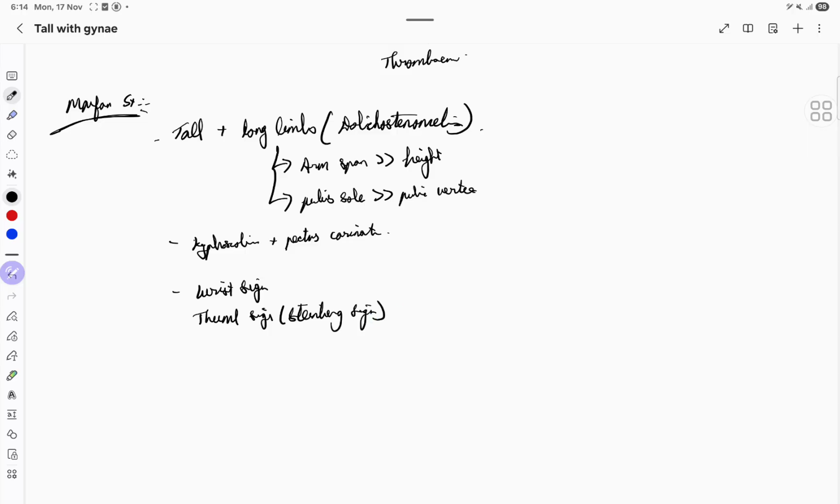So the wrist sign is, you wrap the other hand of the patient with your hand, with the thumb and little finger. If the little finger overlaps with the thumb, then the wrist sign is positive. The thumb sign is, ask the patient to make a fist with the thumb enclosed by the other fingers. If the thumb exceeds the ulnar border, then it is called thumb sign positive, which is the Steinberg sign. The wrist sign is also known as Walker sign.